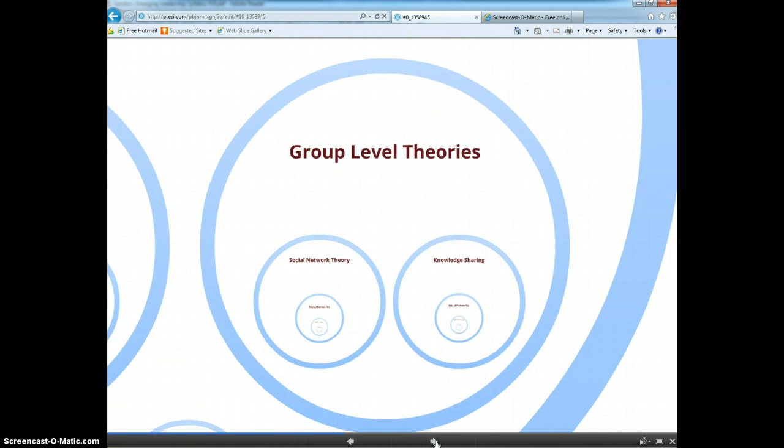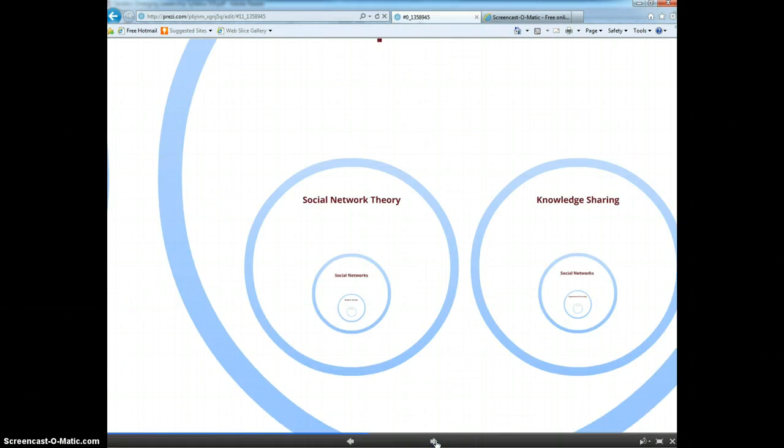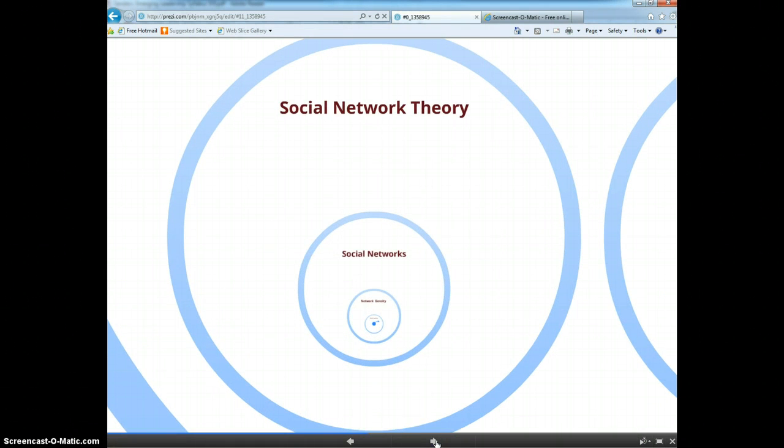That, of course, brings us to group level theories. We've discussed a lot of these, but one thing we haven't really gotten into much in this class is social network theory. Basically, social network theory is a focus on formal and informal patterns of communication, so the actual ability to understand what occurs and how communication occurs within a group. And we can have network mapping that will visually show those particular patterns of communication.